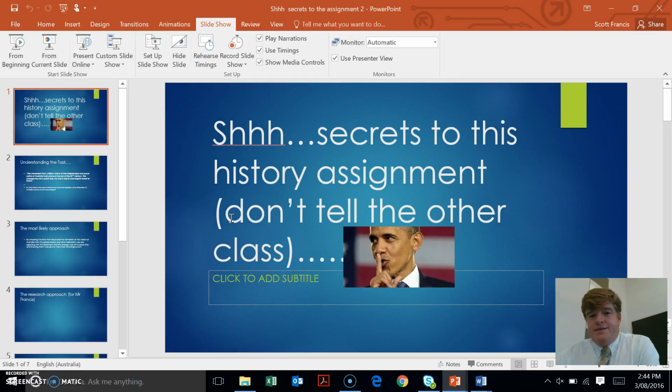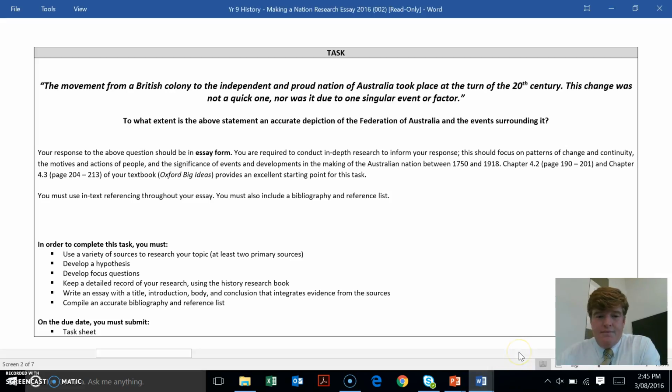I want to put together this little presentation just to talk through some of the elements of the assignment, to try and make it as clear as I can about what we have to do to be successful in the assignment. I want to start by having a look at this key part of the task.